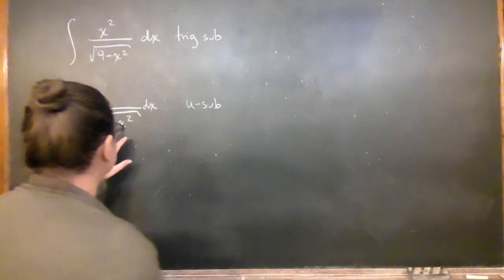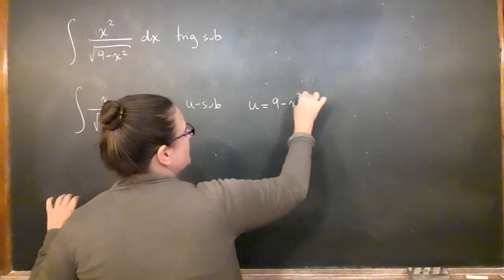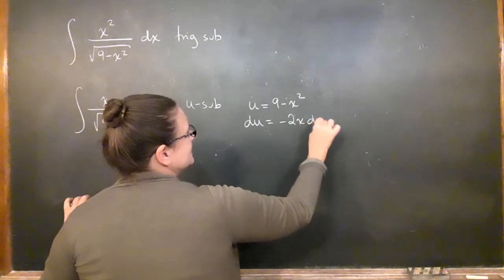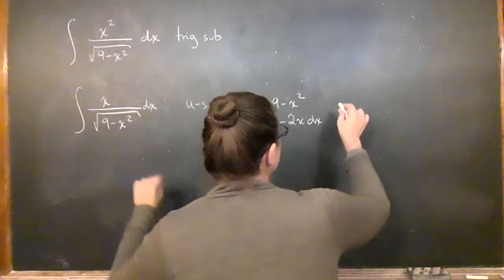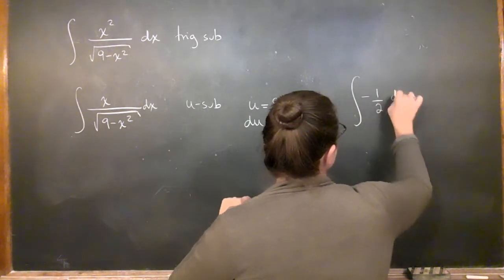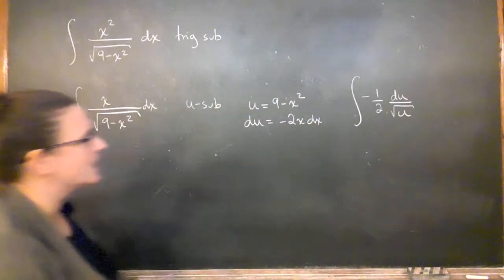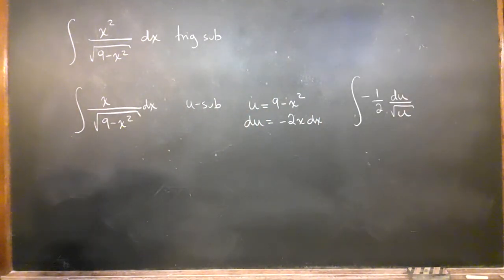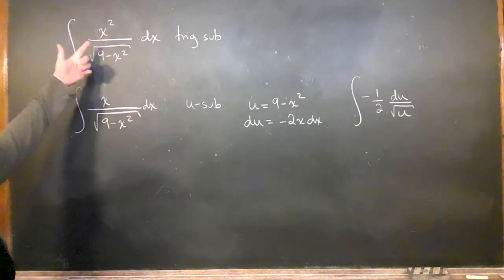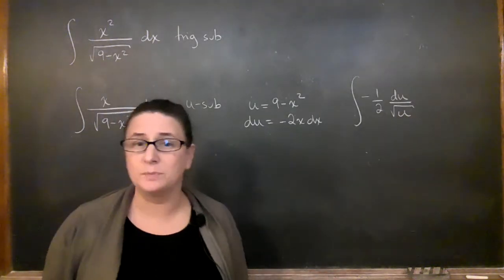right? Because if I did u being 9 minus x squared, then du is minus 2x dx. And I can substitute in here, my integral is going to become minus 1/2 du over the square root of u. So anyway, it just becomes u to the 1/2, right? So this is a simple u substitution. That extra x throws it into this trig substitution. Now it's a bit of a hoopla, right?